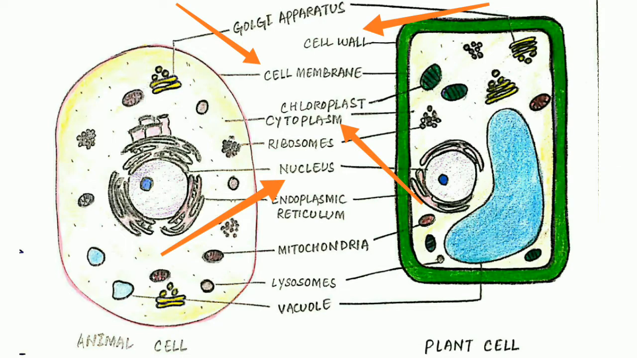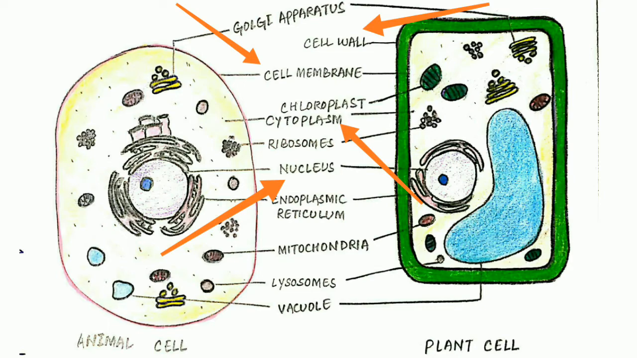Now you can see the picture of a plant cell and an animal cell. The four most essential parts of cells are the cell membrane, the cell wall, which is only found in plant cells, the cytoplasm, and the nucleus. Cell membrane is the outermost covering of an animal cell. It's also present in plant cells. The cell wall is a characteristic feature of plant cells. It is only present in plants. It may also be present in certain bacteria.